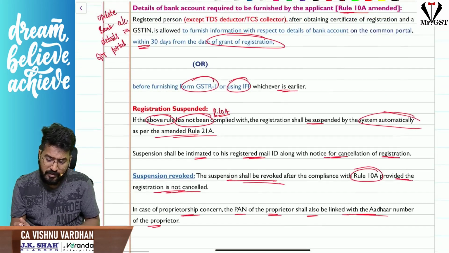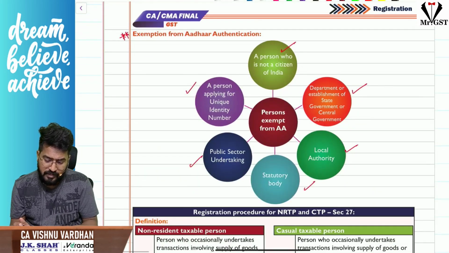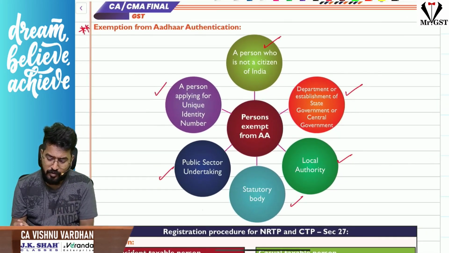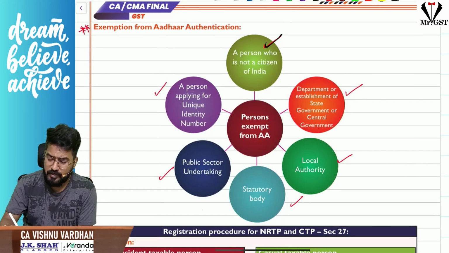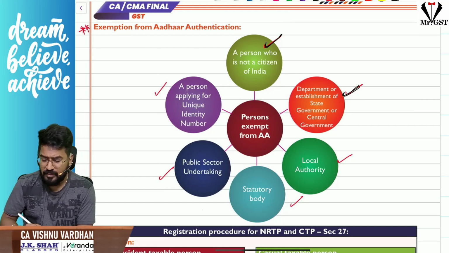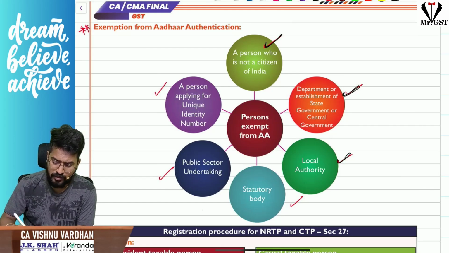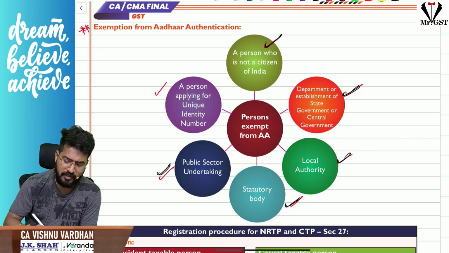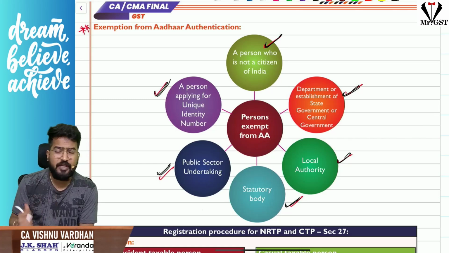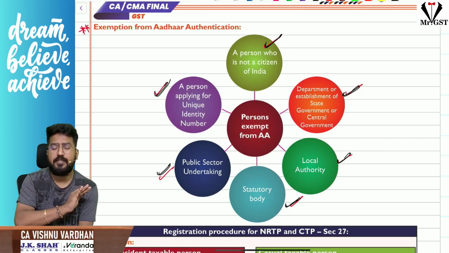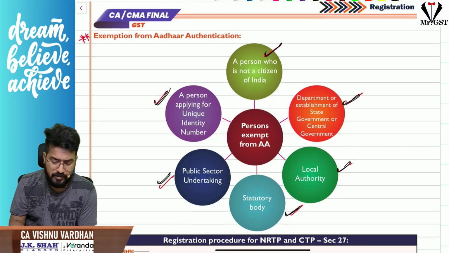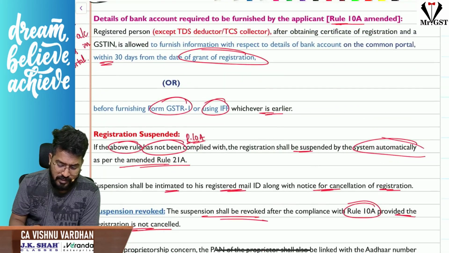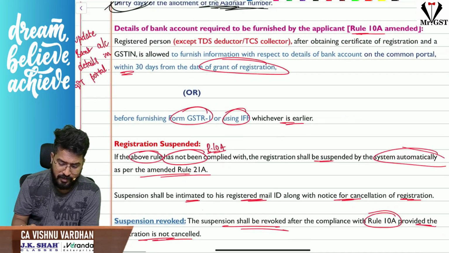And yes, here, sir, for certain people, Aadhaar authentication is not required. Who are those people for whom Aadhaar authentication is not required? A person who is not a citizen of India, state or central government establishments or departments, local authorities, statutory bodies, public sector undertakings, and a person who is applying for a unique identity number. For these people, Aadhaar authentication is not required. Okay, so that is the concept. Now, sir, here there is a small rule called Rule 10A. What is that Rule 10A?